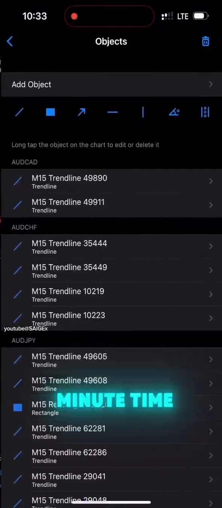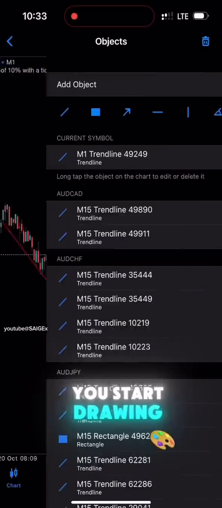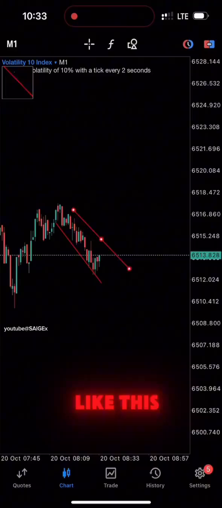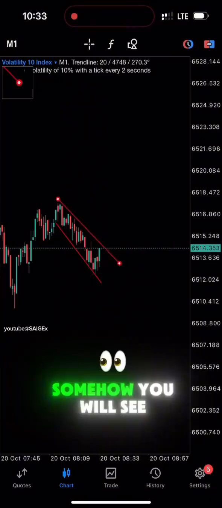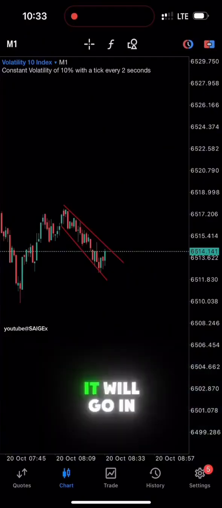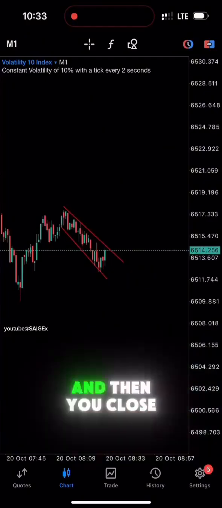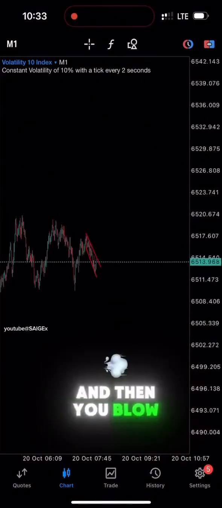So you go to your 1 minute time frame and then you zoom in and then you start drawing stupid trend lines like this, and then after that you will somehow see a buy, and then you enter a buy, and then some seconds it will go in profit of like 5 cents, and then you close, and then you decide to go full margin on it, and then you blow your account.